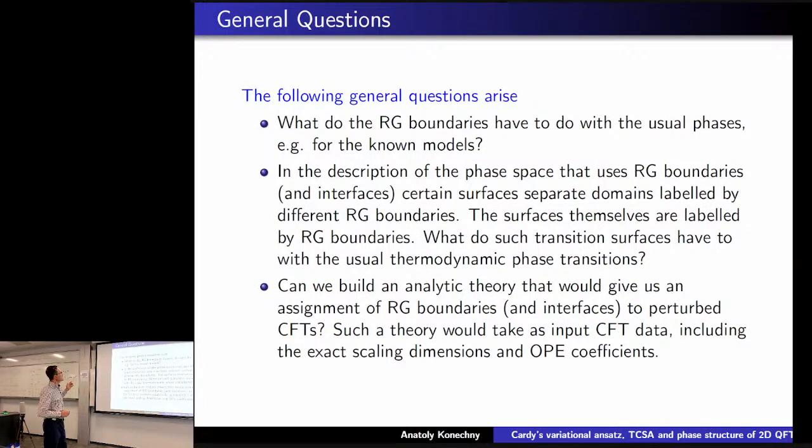But of course I'd like to understand the physics of it better. Namely, it's tempting to say my conformal boundary conditions are labels for my bulk phases, but really, what do they have to do with the usual phases we know and love from thermodynamics and critical phenomena? And also, what about these transition surfaces? What happens on them in general? Are they always first order phase transitions or something else?